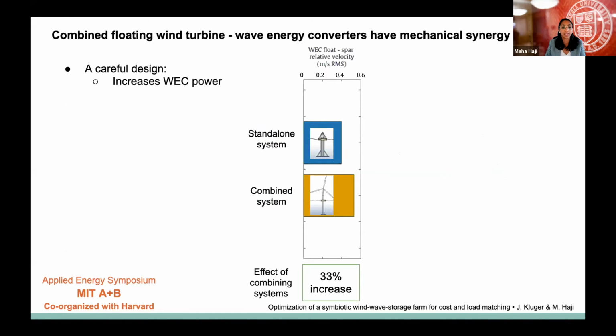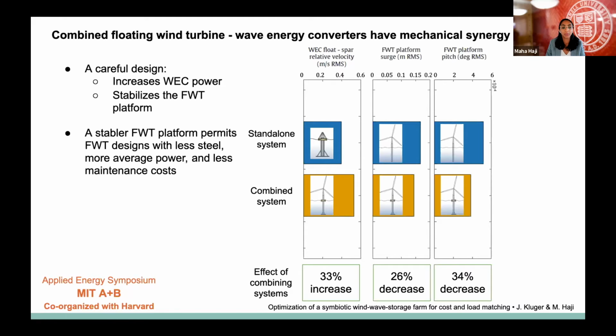The combined systems can have synergistic mechanical performance. This plot compares the annual response statistics of a standalone floating wind turbine and wave energy converter with a combined system. The combined system has a larger relative velocity between the float and reference platform. This corresponds to more harvested power since the system harvests power from the relative motion.